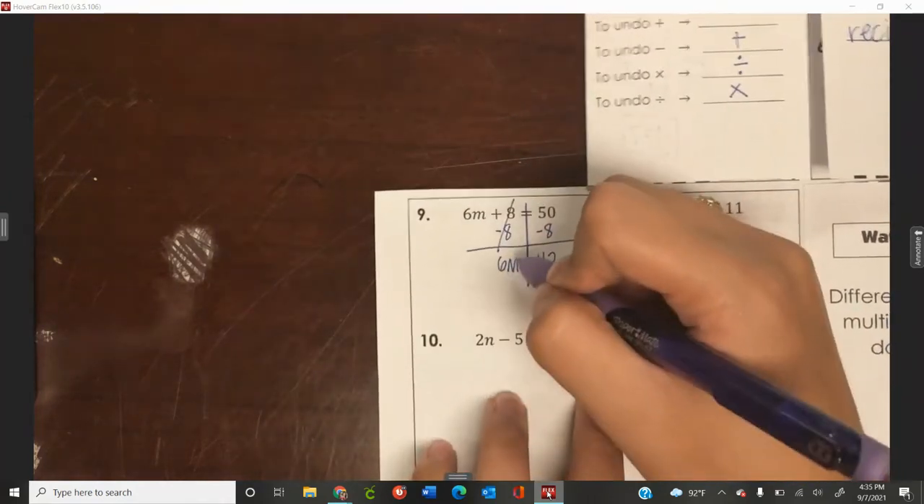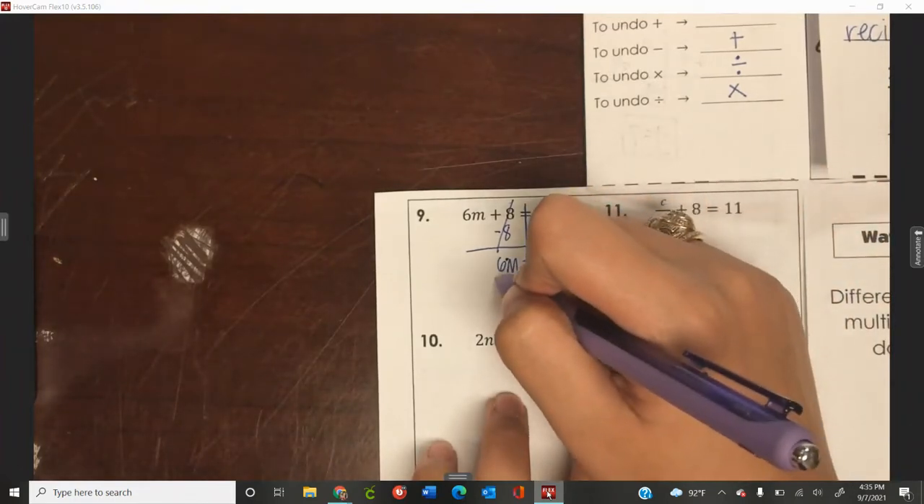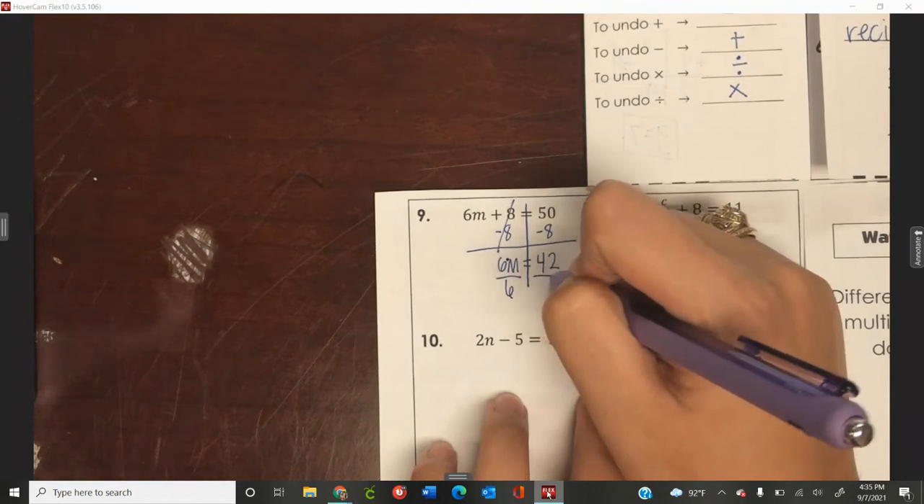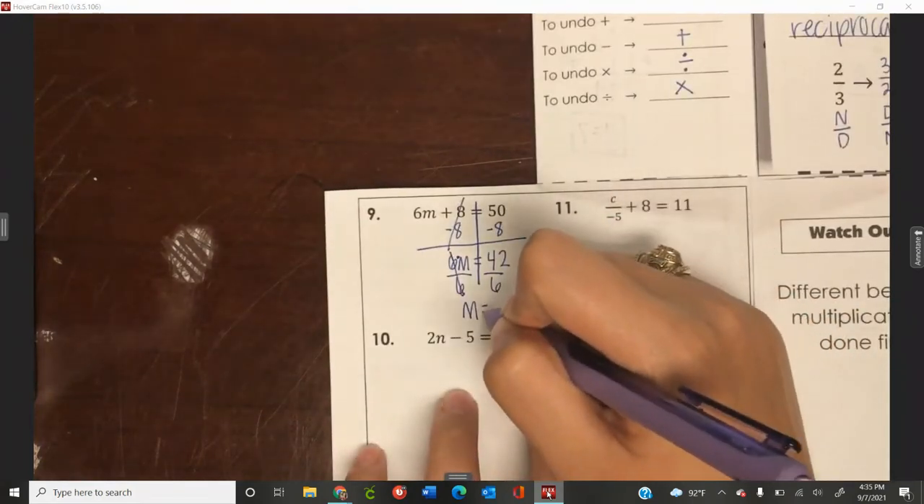Now we want to multiply or divide by our coefficient. If our variable is being multiplied, we would divide. If it was a fraction and it was being divided, we would multiply. So here I have 6 times m equals 42. I'm going to divide by the coefficient of 6. This cancels out, and I'm left with m equals 7.